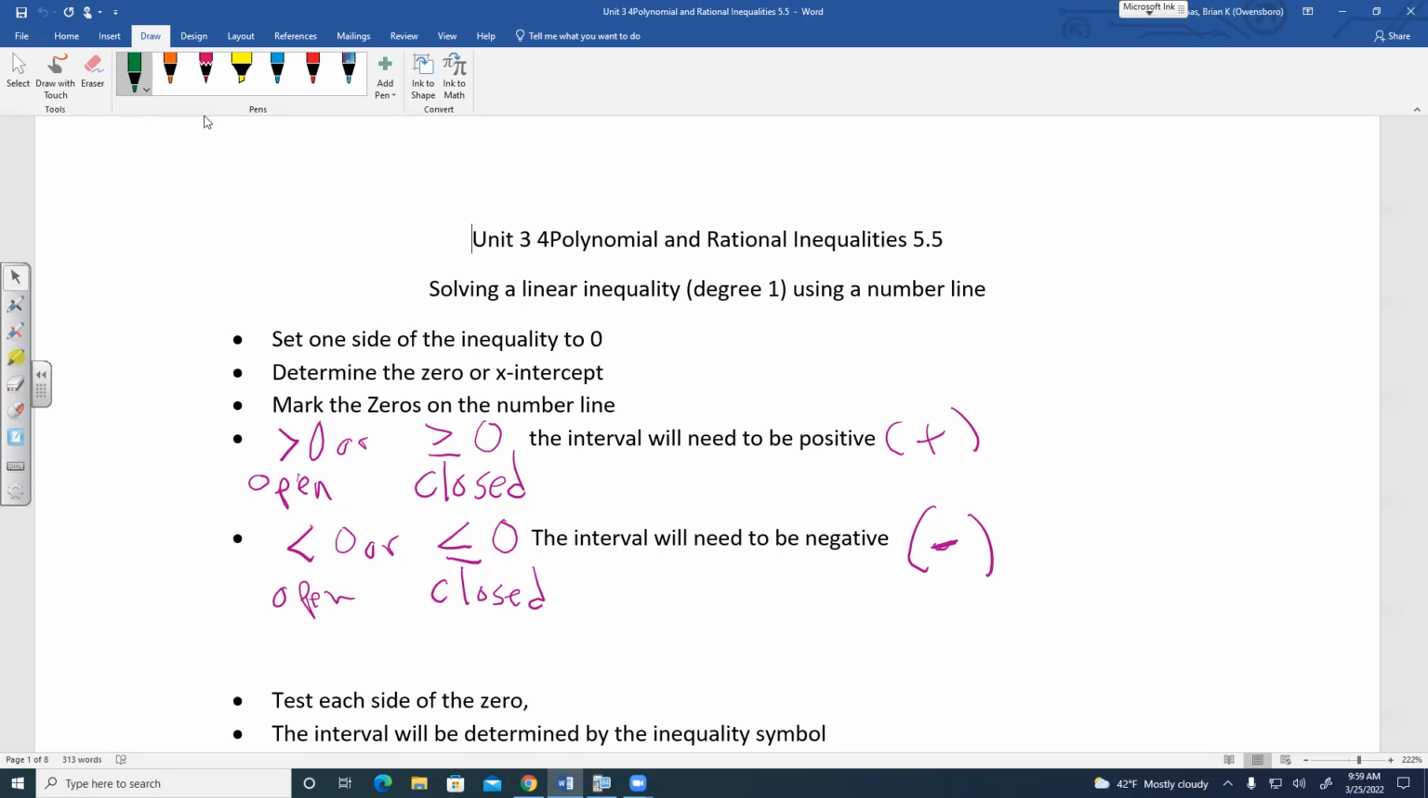Also, the interval we're looking for will have to be positive, because to be greater than 0 means you have to have something that's positive. Positive numbers are greater than 0. So when we're looking for answers, we're also looking for these positive values. Less than 0, remember that's an open interval, so the 0 is not going to be included. If it's less than or equal to 0, that's a closed interval, so the 0 will be included. Again, the interval will need to be negative, because less than 0 means you're looking for negative values, so that kind of gives us some clues of what we are looking for.